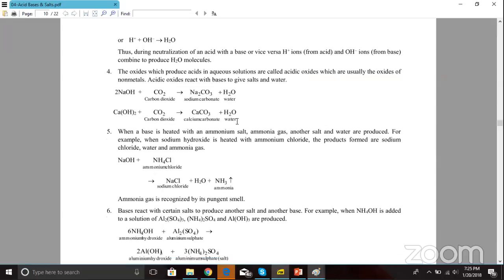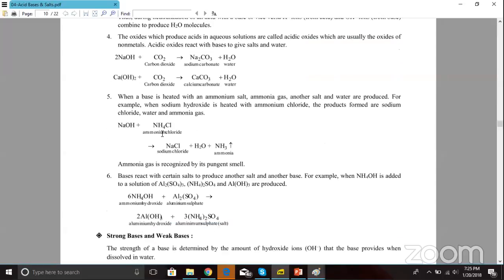At the same time, when we are heating a base with an ammonium salt, it will give you ammonia. This is the test for the ammonium ions. Suppose you are testing inorganic salts and you think the NH4+ cation is present, we add a little bit of NaOH and heat it. Immediately the NH3 gas, the ammonia gas, will come out.